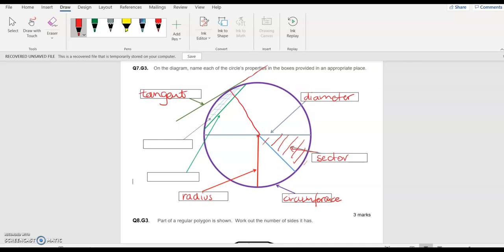So the tangent forms a right angle here and there with the center of the circle. So we've got now in light green, we have the chord. The chord cuts the circle into two parts. And what we call those parts are segments. So this one here, which is in blue, and this other part as well, so the two that are created when the chord cuts the circle, these are called the segments.